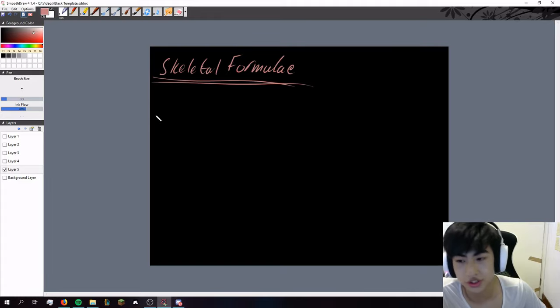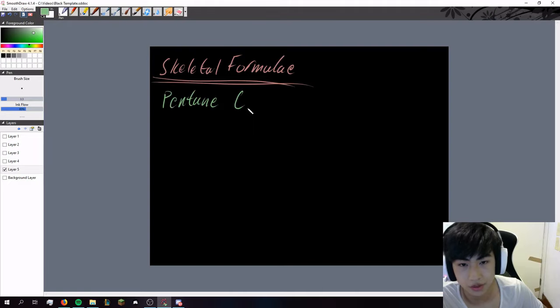So the whole point of this is to allow you to be able to draw your own skeletal formulae for any given molecule. And if you do see a skeletal formulae of a compound, you'll be able to identify how it actually looks like. So we can start off with an example. If we take, say, pentane.